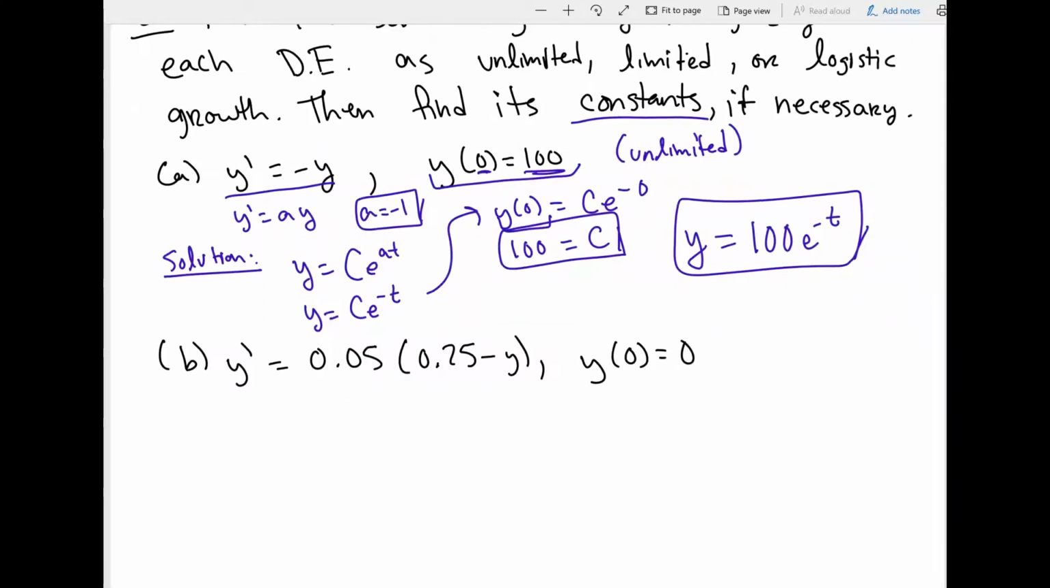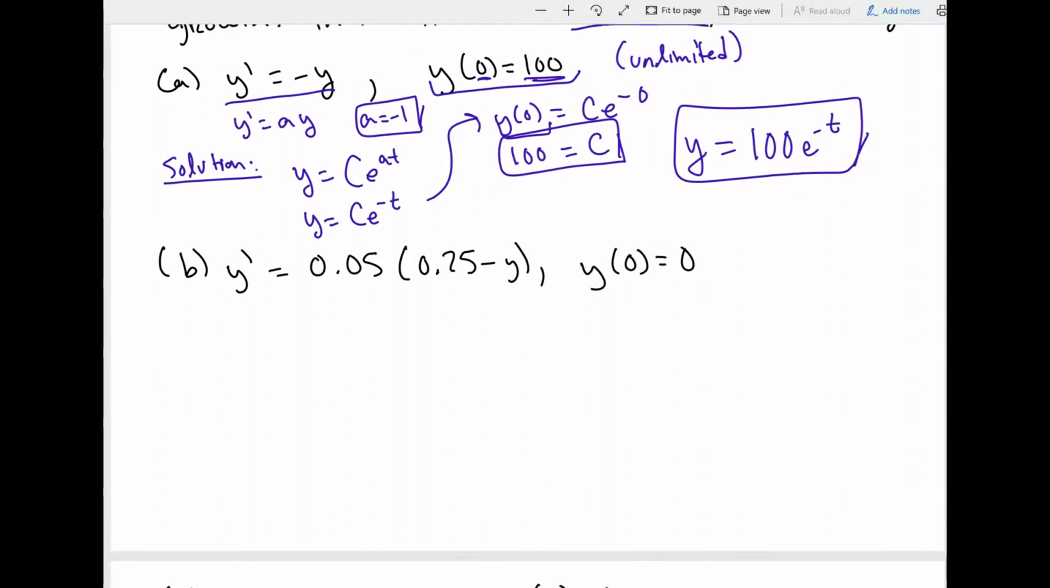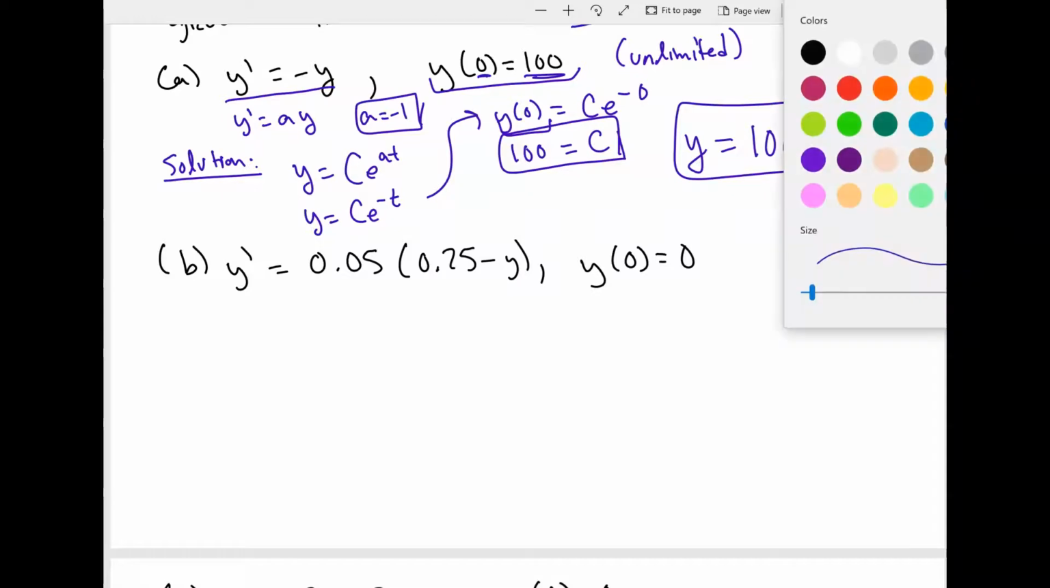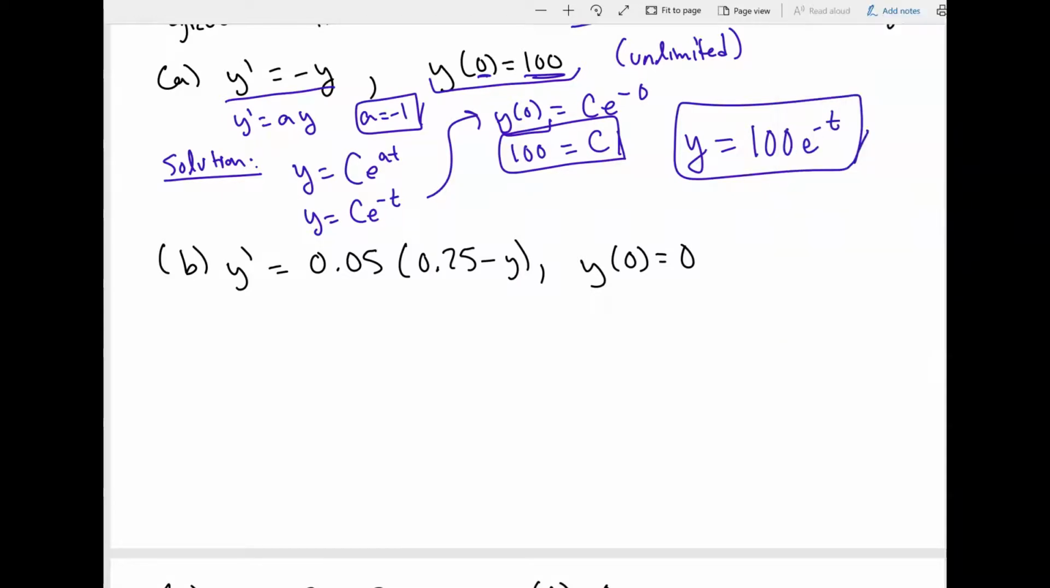Let's do part B. For part B, we have y prime is equal to 0.05 times (0.25 minus y), with an initial condition of y of 0 equals 0. You can see that there's no y on the outside, so this must be a limited one. The initial condition at 0 also kind of gives it away. Let's go ahead and solve it. Just a couple of things.